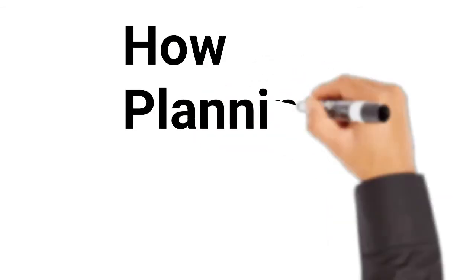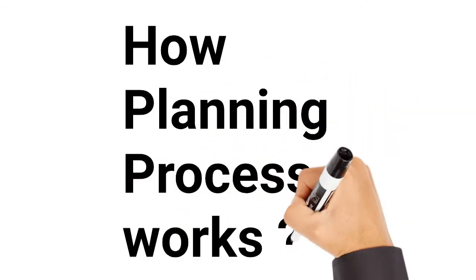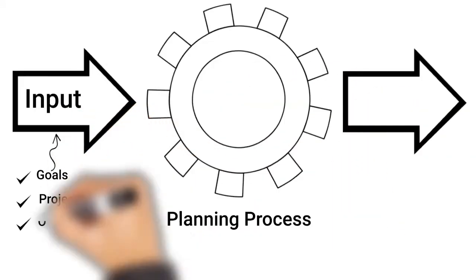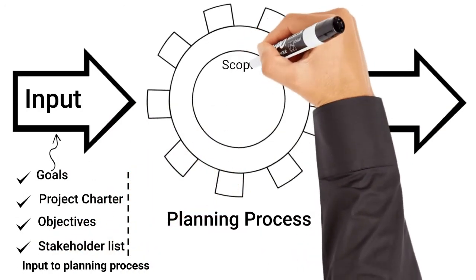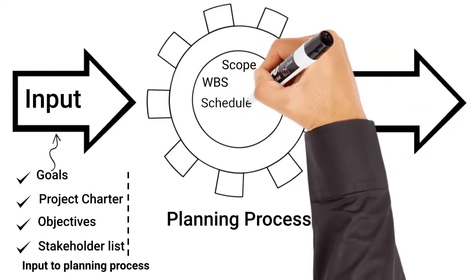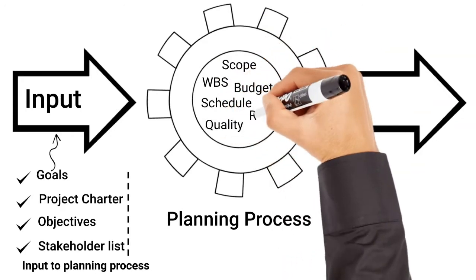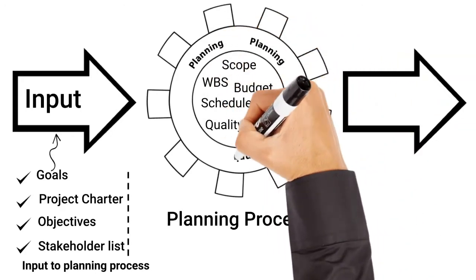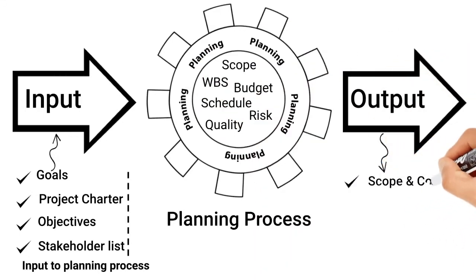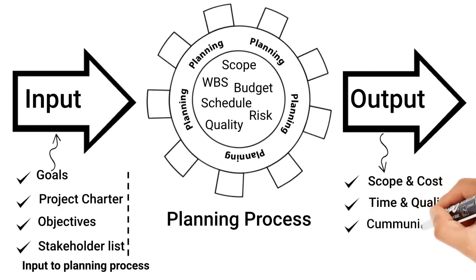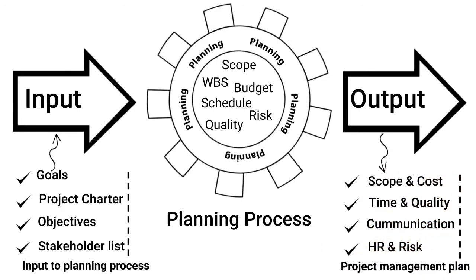So, how does the planning process work? The project planning process needs inputs like project charter and stakeholder list. The project manager needs to consider scope planning, WBS development, schedule development, budget planning, quality and risk planning as a part of the planning process. The output of the project planning process includes the project management plan, project schedule, scope management plan, cost management plan, and other plans like risk, quality, HR, and communication.